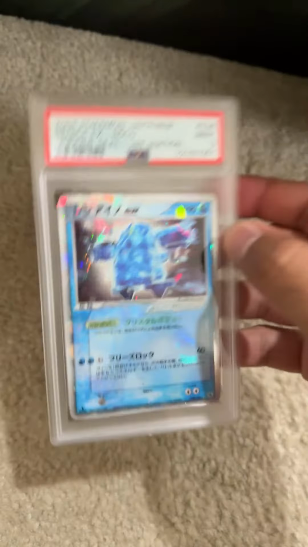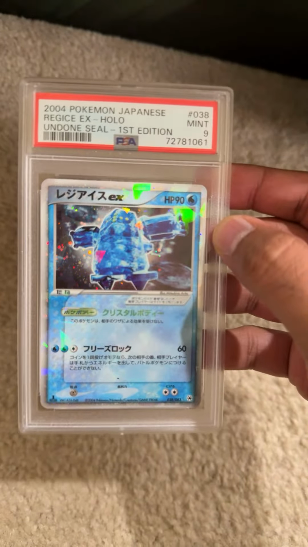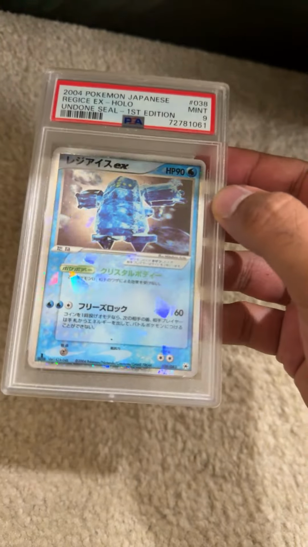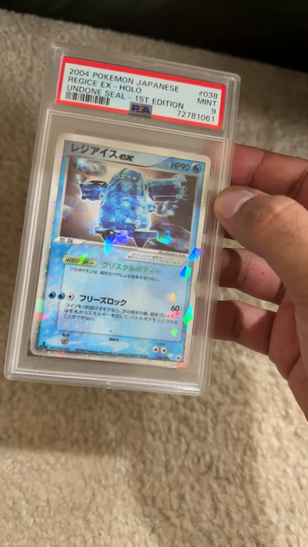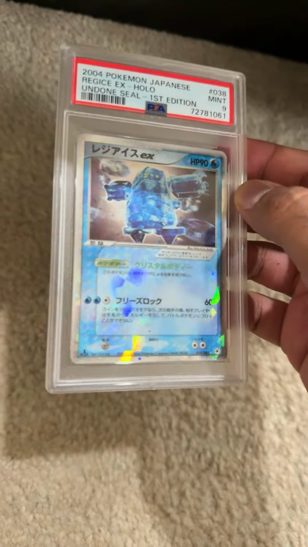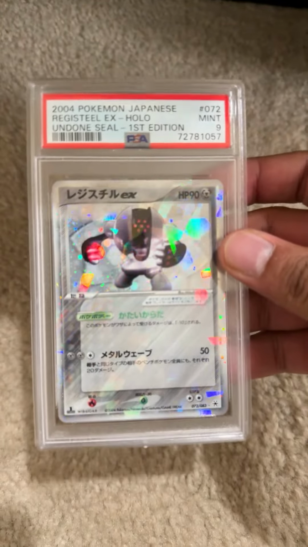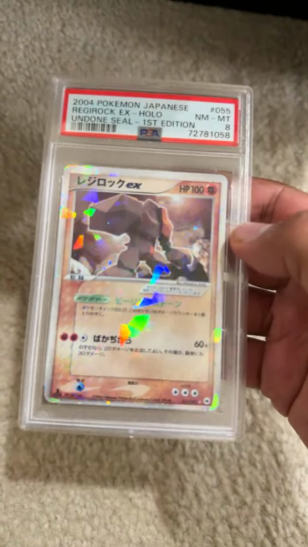All right, I have Regice 9 here. This is another one that just has this really, really cool foil pattern. Look at that. It's like broken pieces of glass or something in a way. Like, it's just a cool foil pattern on it. And I have the trio. So I have the Registeel as well. And then I have the Regirock.